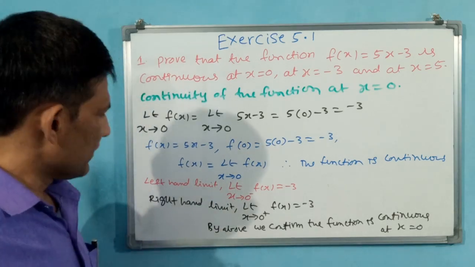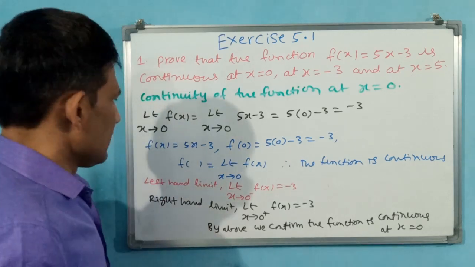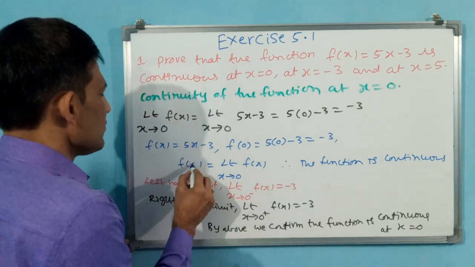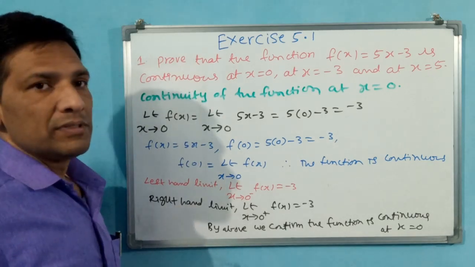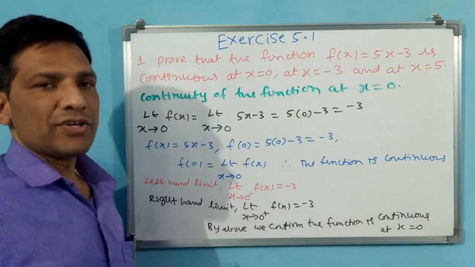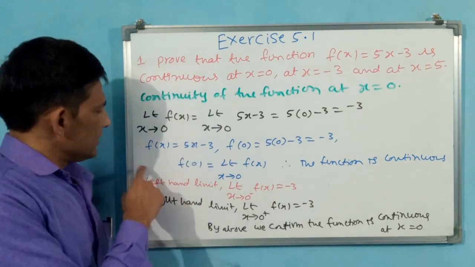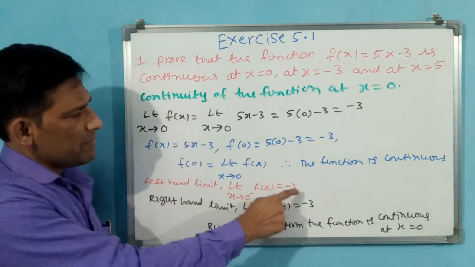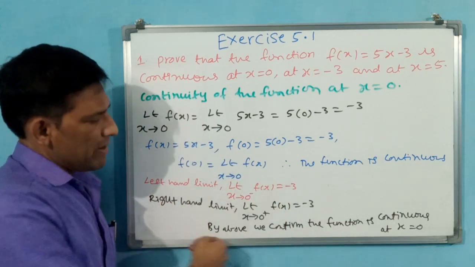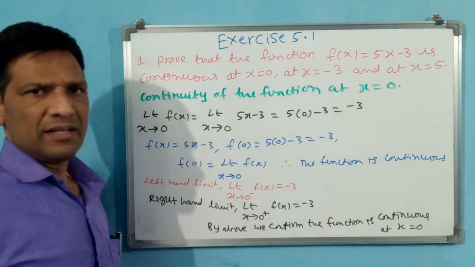f of 0 you have to write. f of 0 is equal to limit x tends to 0 f of x, that is equal to, the function is continuous. This also you can write. Or else you write this: after this, left hand limit, right hand limit, then by the above we can say that the function is continuous. These are also correct. Okay.